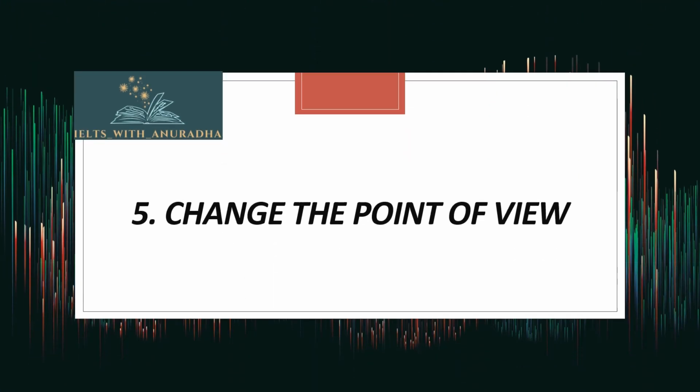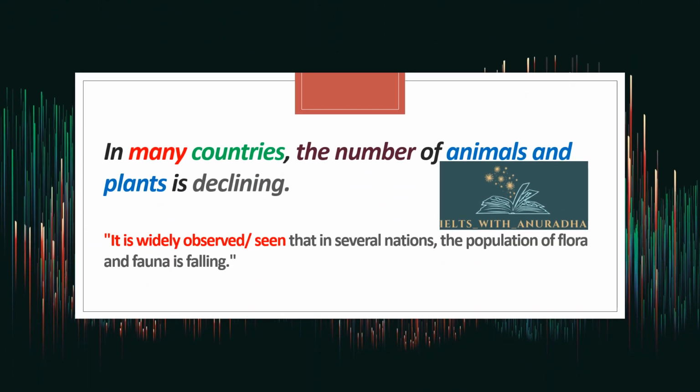The number 5 technique is change the point of view. It means change the sentence from first person to second or third person or vice versa to make it more varied. Like, it is widely observed, or also you can say that seen, that in several nations the population of flora and fauna is falling. So this was all about paraphrasing. Now you can go with any type of style.